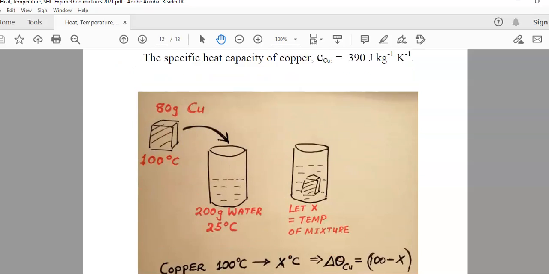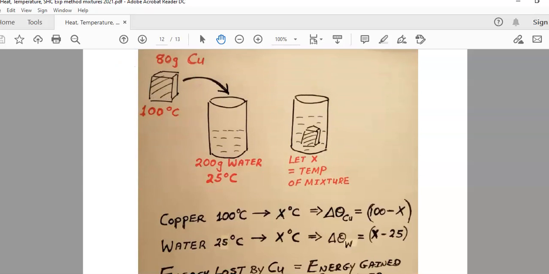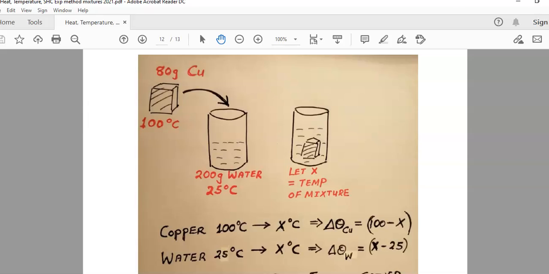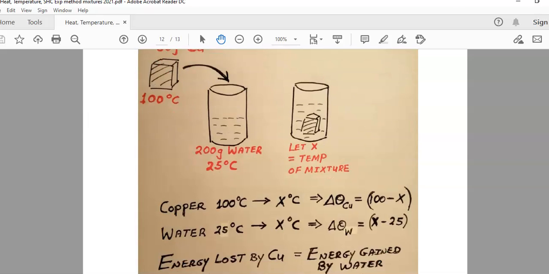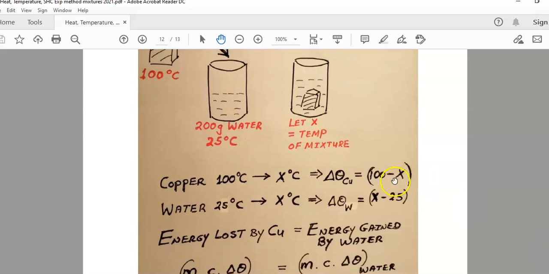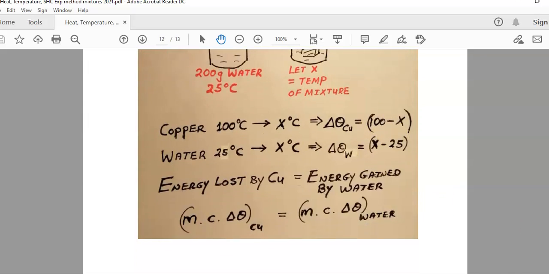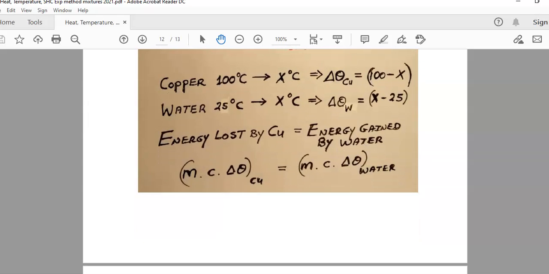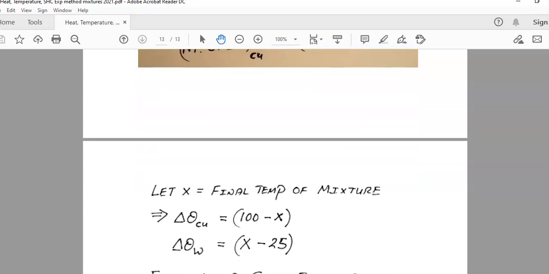And here's our bonus question. To me, the most important part was setting it up like that. Say, what is the change in temperature of the copper? What's the change in temperature of the water? Let X be the new temperature. We then know that the copper will go from 100 down to X. The water will go from 25 up to X. And they're the changes in temperature. You can then say energy lost by the copper equals energy gained by the water. The calorimeter doesn't come into it because it's polystyrene. It doesn't absorb any heat. We're told that in the question.